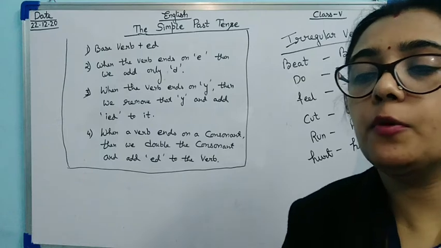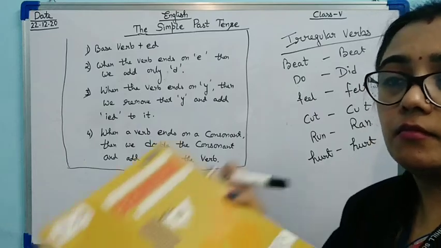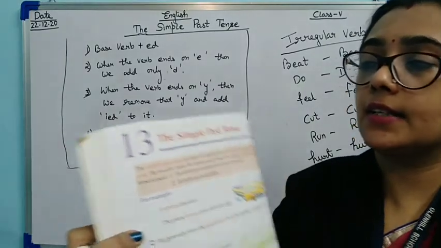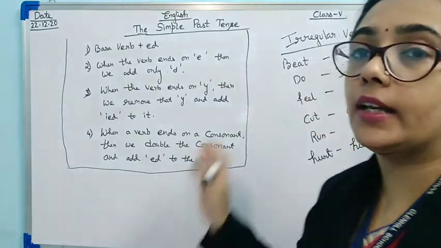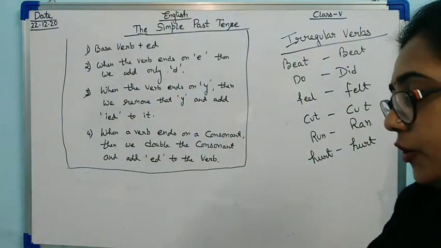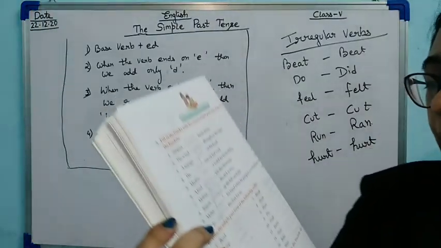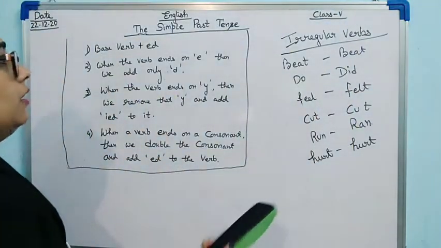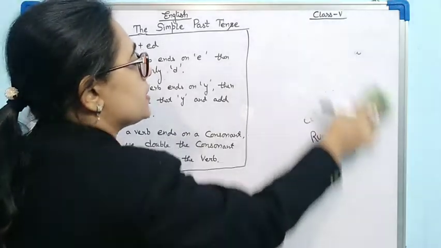Now open your grammar book. Open your book to chapter 13, that is simple past tense, and we are going to solve some exercises regarding this chapter. Your exercises are from page 68. Now let's solve these exercises. Let me rub the board. I will solve only this side so that you can see the formulas from here.